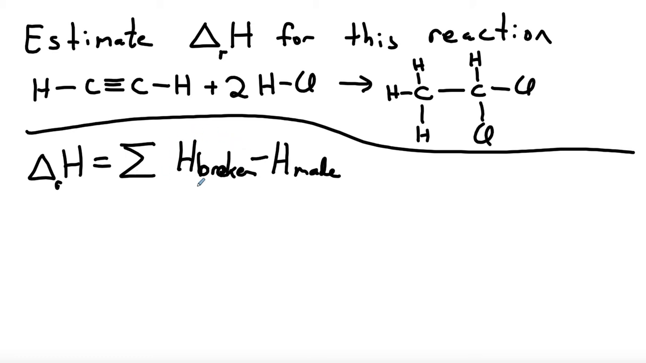The reason this term is positive is because it costs us energy to break bonds. This is negative here because we get energy back when we make bonds. Okay, so we broke this bond, broke this bond, we broke this triple bond, we broke this, and we better put a little line here to remind ourselves that we broke two of those.